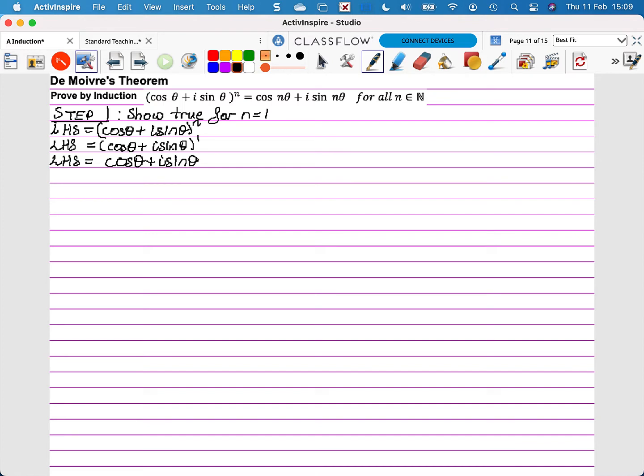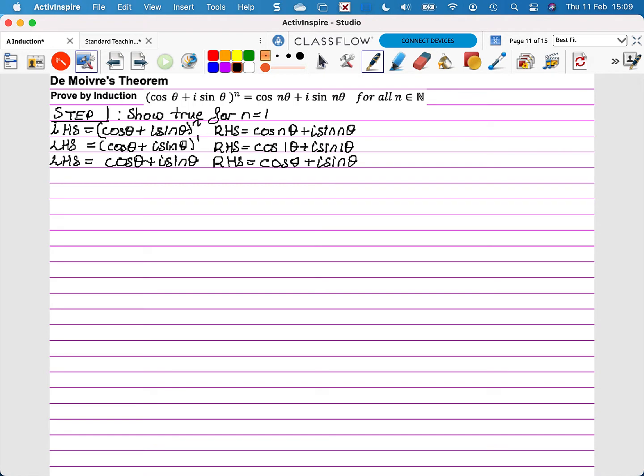Now we're going to do the right-hand side. The right-hand side of our expression above is cos n theta + i sin n theta. And we replace the n, put it equal to 1, so that becomes cos 1 theta + i sin 1 theta. And therefore the right-hand side now becomes cos theta + i sin theta.